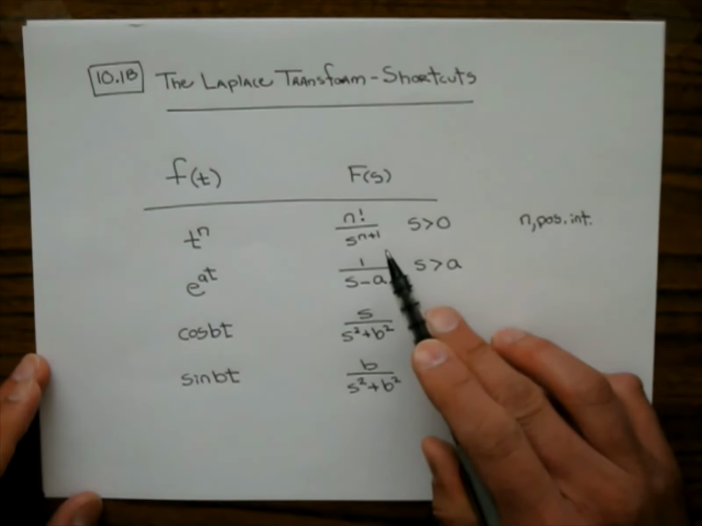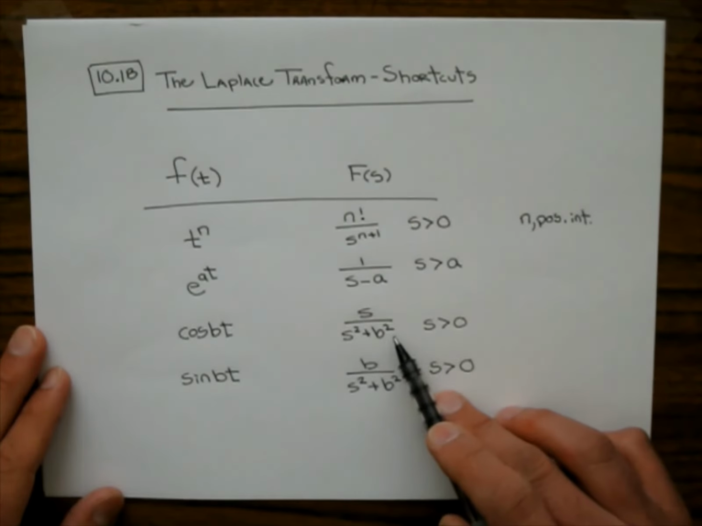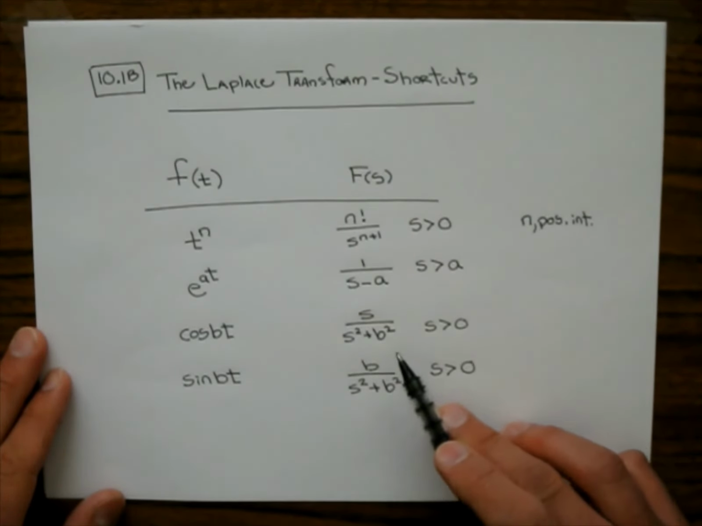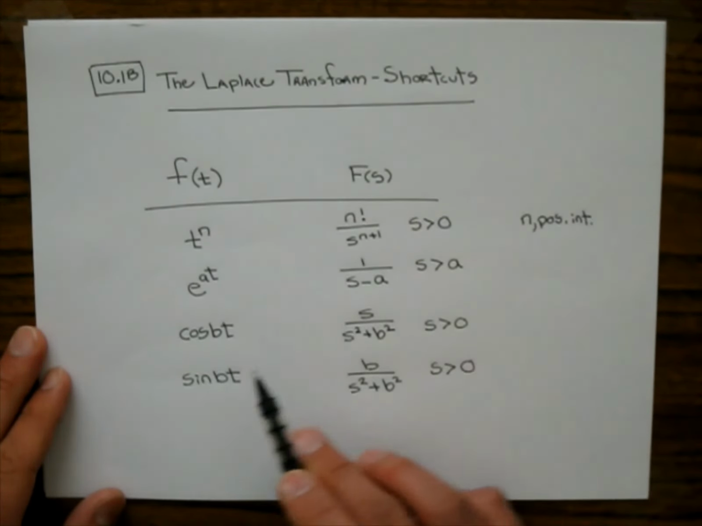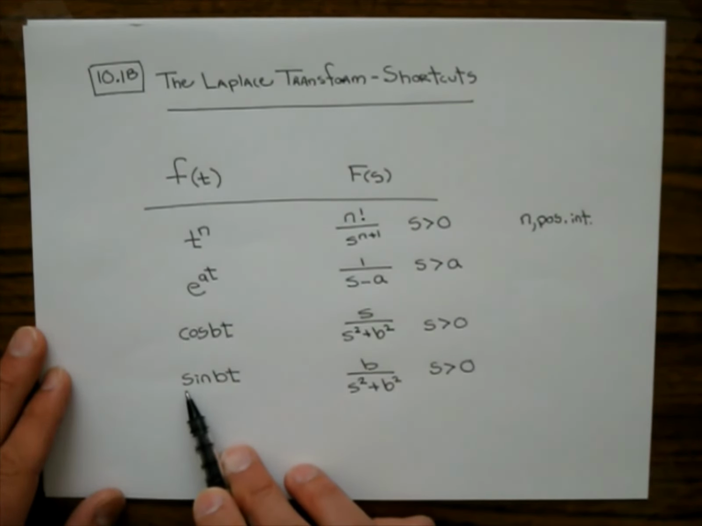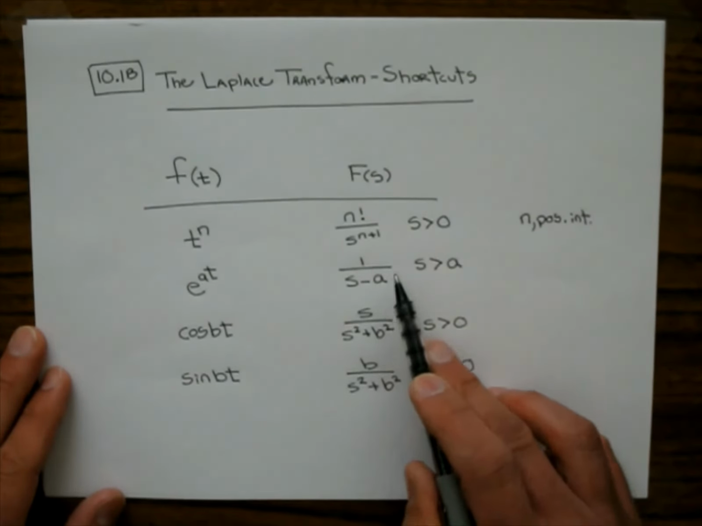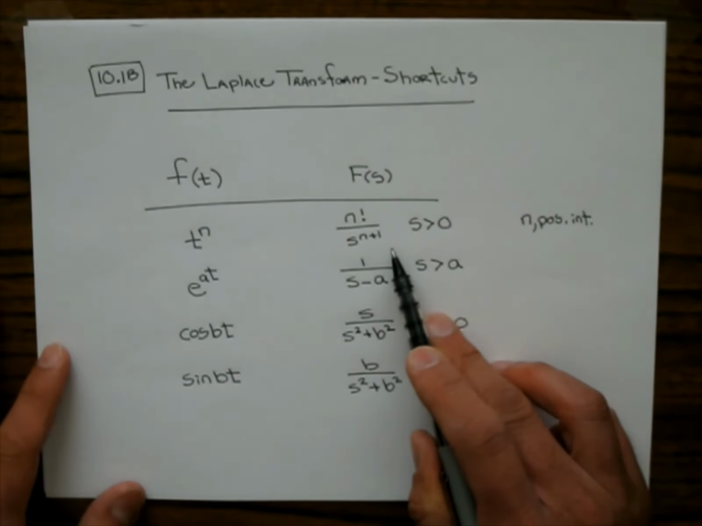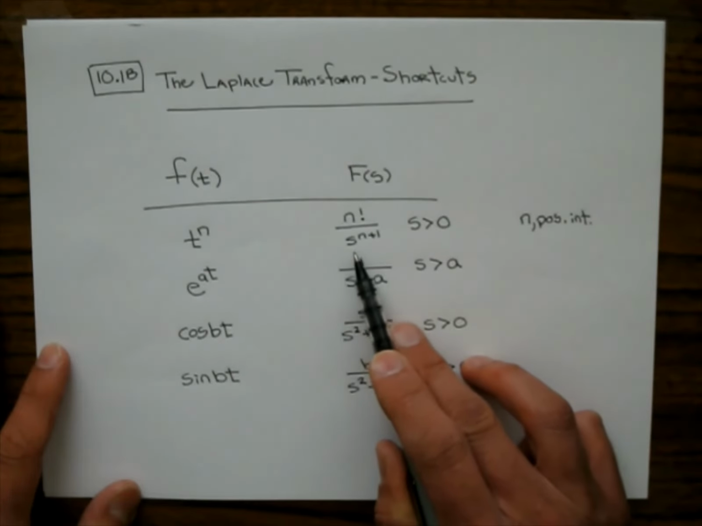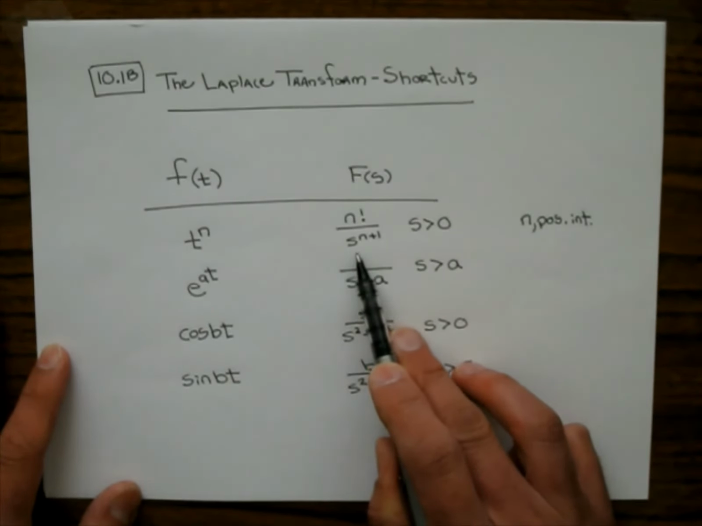So here it is. This is what they look like. In a normal, face-to-face class, you would be memorizing these puppies here. The cosine has the s on the top. The sine, which you would think would have an s on the top, has the b on the top. And we have these that look like that. You also might notice that looking at the denominators of these four, those denominators remind you of the annihilators.